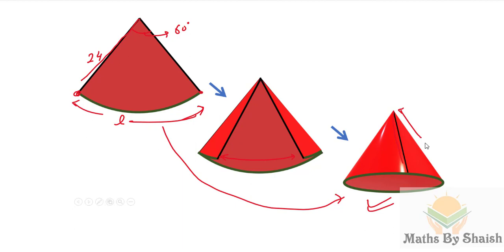So slant height, which we generally write as L, is 24 centimeter in this cone. So I hope it is clear. Let's discuss the question now.